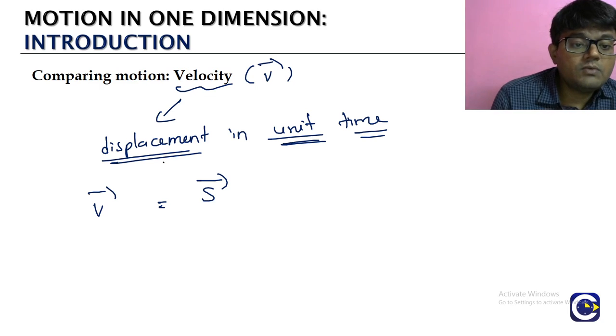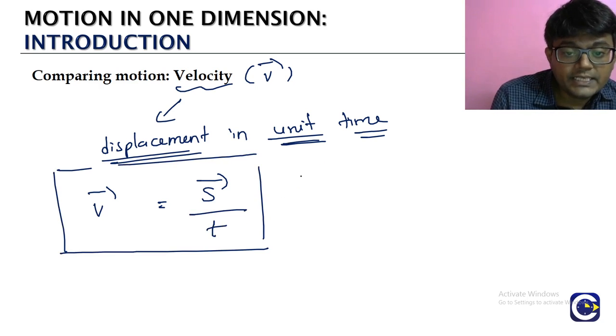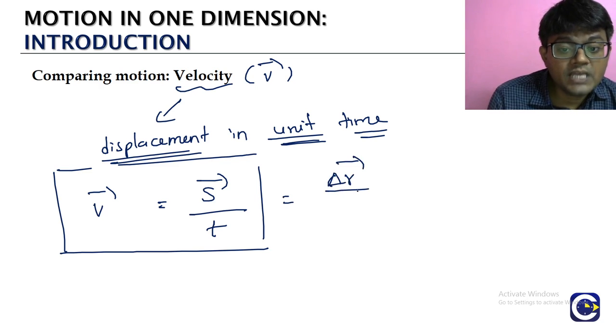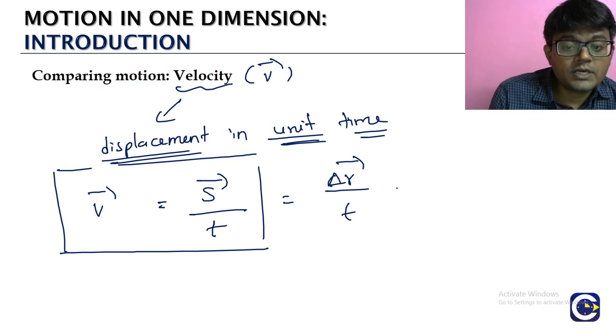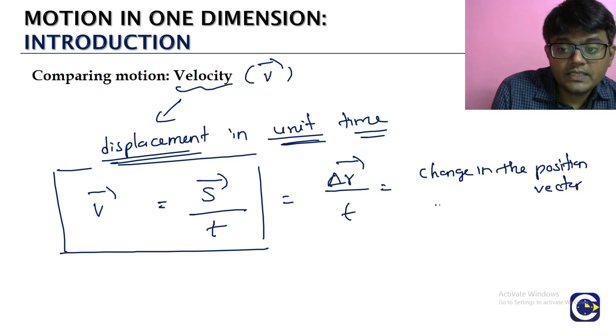Displacement in unit time means we have to divide this by the time taken. So this is the formula we have for the velocity. Velocity is displacement by the time taken. And what is the displacement? Displacement is given by the change in the position vector. So we can also write it as the change in the position vector by the time taken.